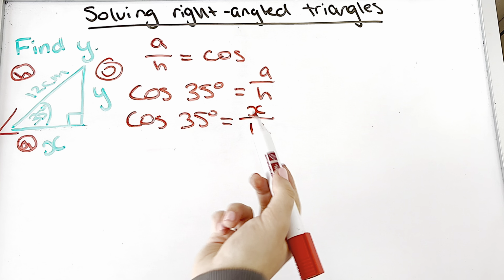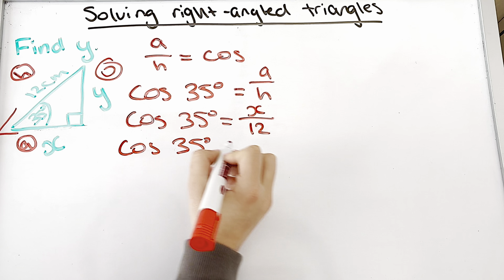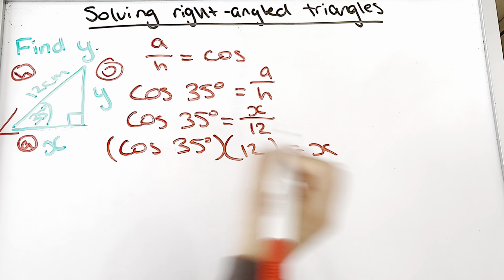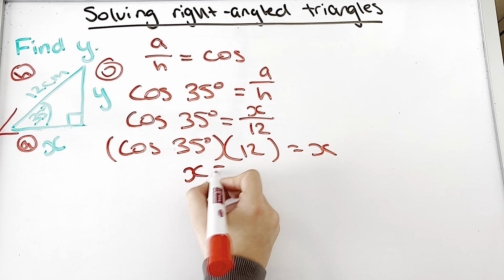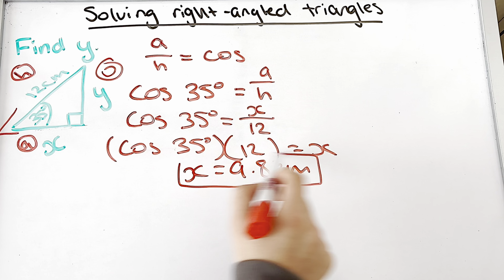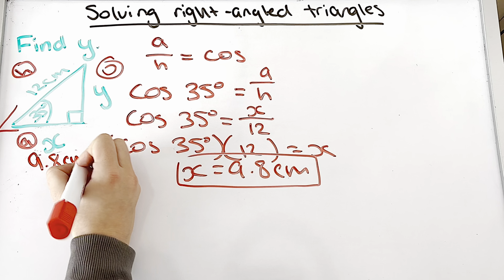Okay, we need x on its own. So I'm going to bring 12 to the other side. So it's going to be cosine of 35 degrees multiplied by 12. Now, if you put this into your calculator, not inversing the cosine, just pressing cos as it is, cos 35 degrees multiplied by 12, what are you going to get? You're going to get x is equal to 9.8. Wait, it's centimeters, so 9.8 centimeters. So we know the value of x, 9.8 centimeters.